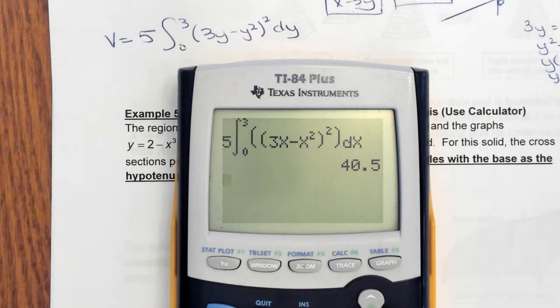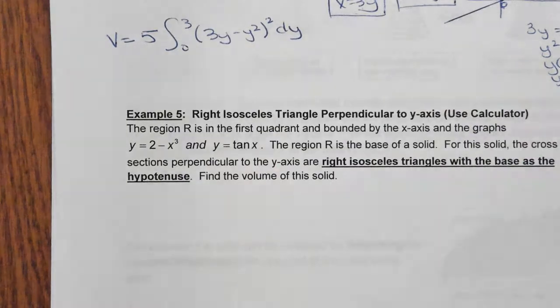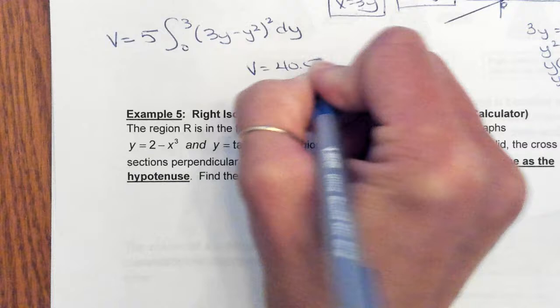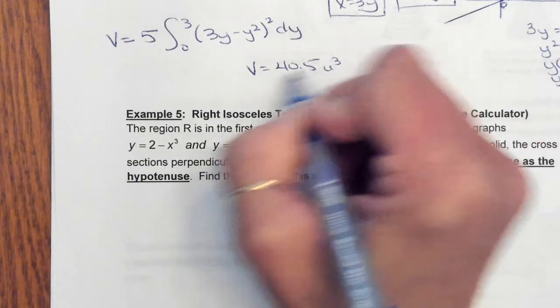So there's my area, 40.5. So then I would say, or excuse me, volume. My volume is equal to 40.5 cubic units, whatever that is.